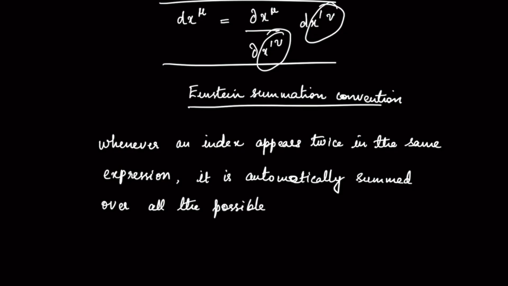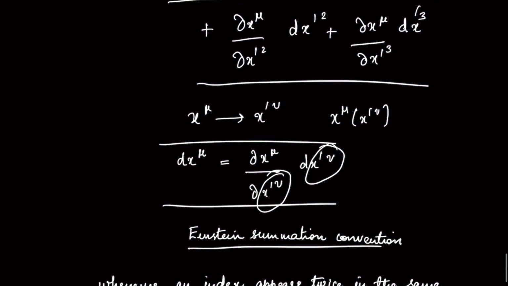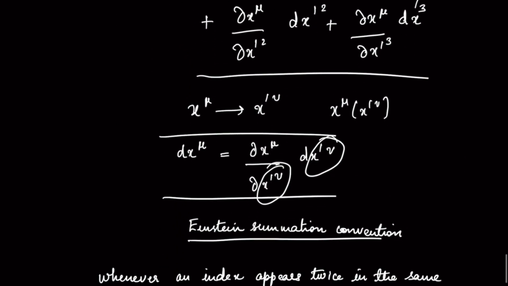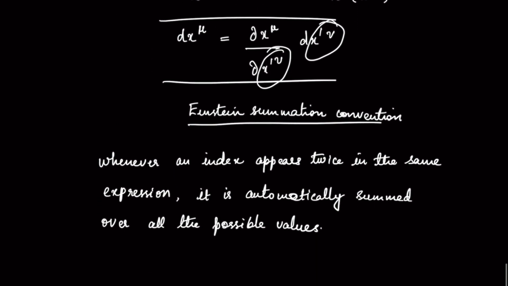So here you can see, for example, 0 and 0, 1 and 1, 2 and 2, 3 and 3. So it is summed over all the possible values. Here I have taken 4 dimensions, therefore 4 values, 0, 1, 2 and 3. Whichever dimension you are considering, that many summations will appear. So this is known as Einstein summation convention, and it's a very simple and easy notation for writing big expressions.